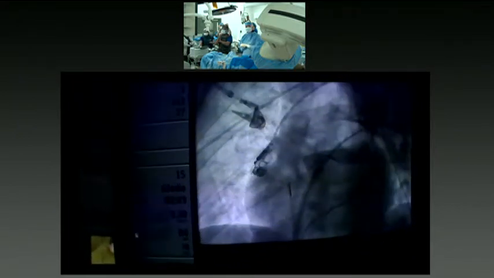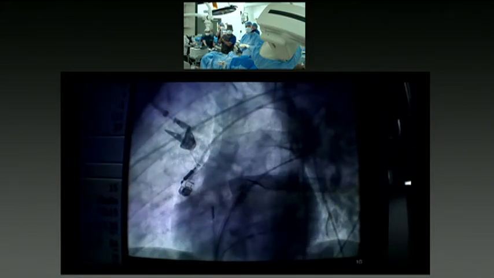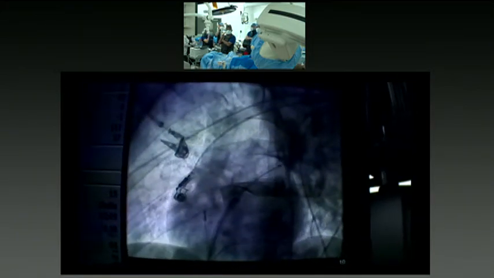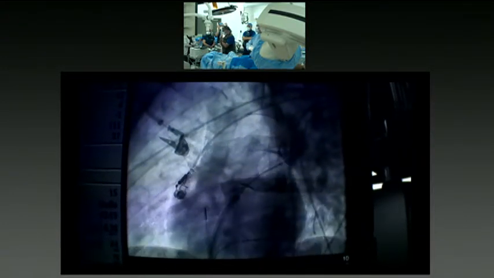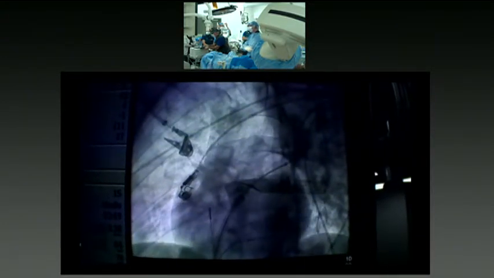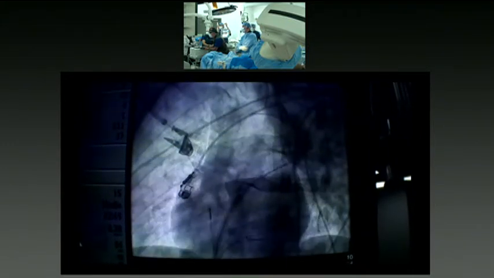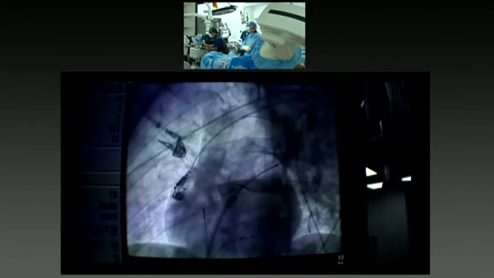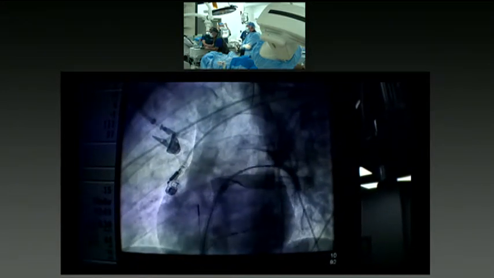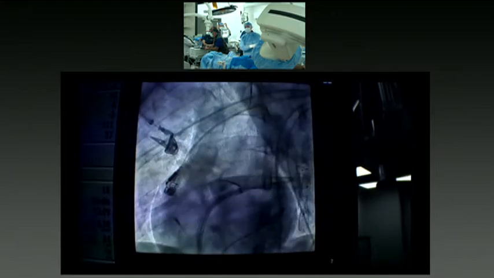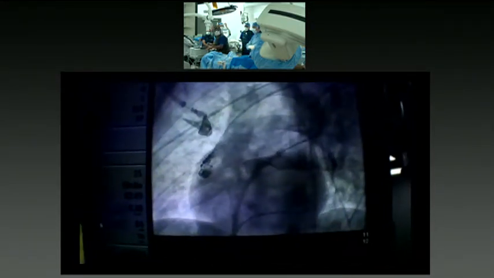Here you can see the fluoroscopic image, the inflated balloon in the antral segment of the upper left pulmonary vein. And this is the contrast media injection. You can see that there is no loss of contrast and a full stained vein. Do we have any questions?